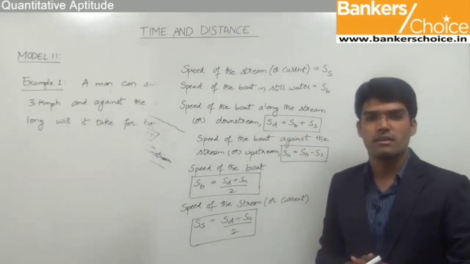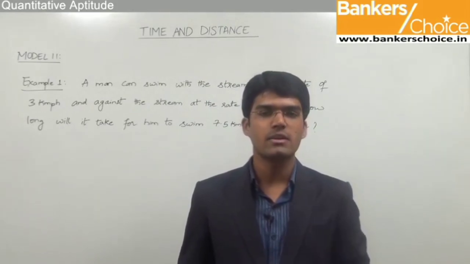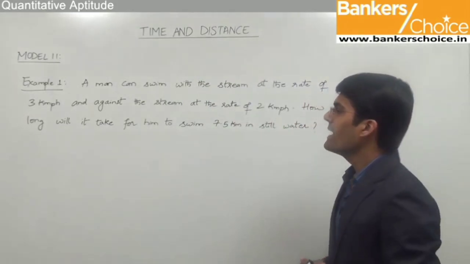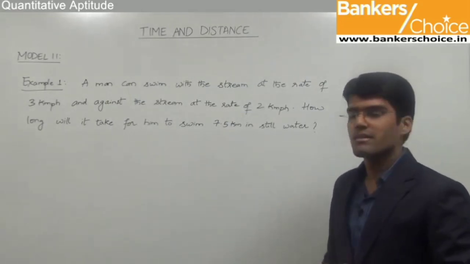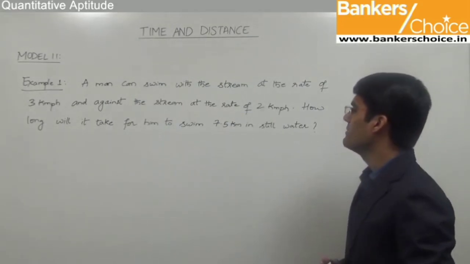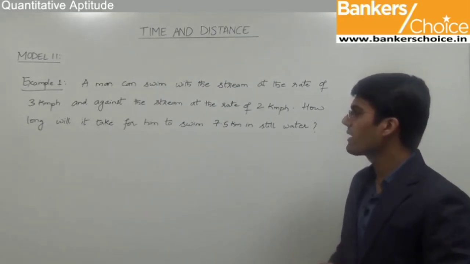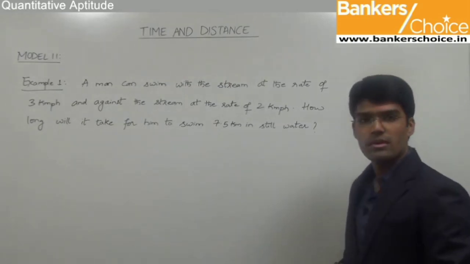Let us now take the first example from boats and streams, which is related to a man swimming in the river. Let us look at the question here. A man can swim with the stream at the rate of 3 kilometers per hour and against the stream at the rate of 2 kilometers per hour. How long will it take for him to swim 7.5 kilometers in still water?